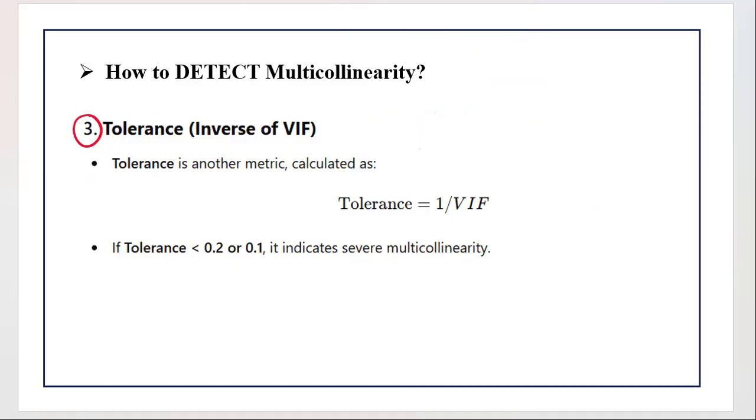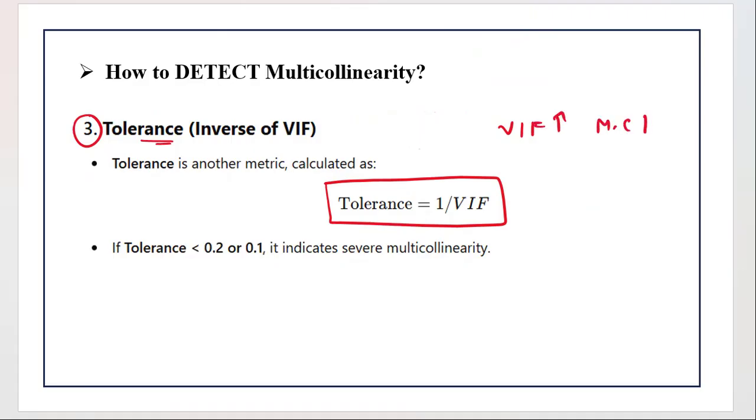Then you have the tolerance method. Tolerance is just another metric which is the reverse of the VIF. So tolerance is 1 upon VIF. We have said that the higher the VIF, the stronger the multicollinearity is. But if you reverse it, then we will say the lower the tolerance, the stronger the multicollinearity, right?